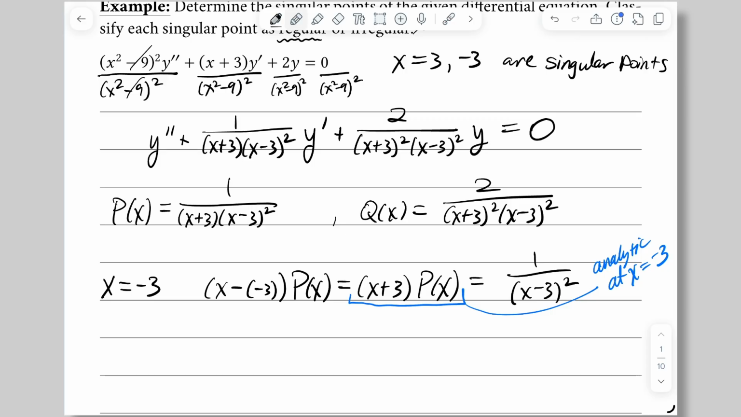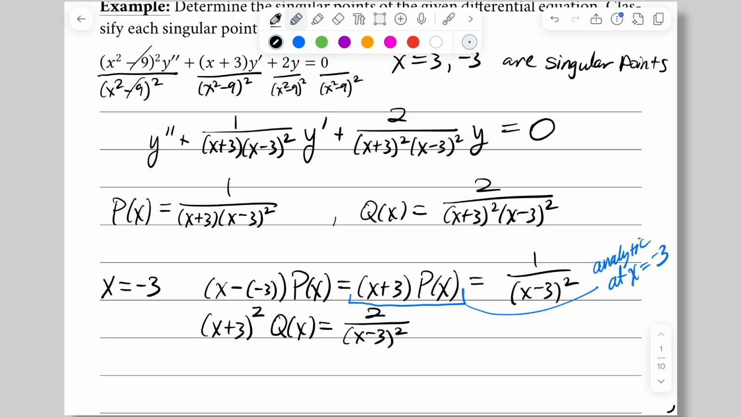Now if that felt unmotivated, so will this. We're going to take now x plus 3, that same quantity, squared, multiply it by q of x. And the result there is going to be 2 over (x minus 3) squared, which is, again, analytic at x equals negative 3. That classifies x equals negative 3 as a regular singular point.